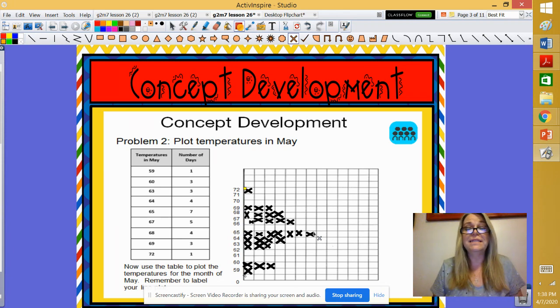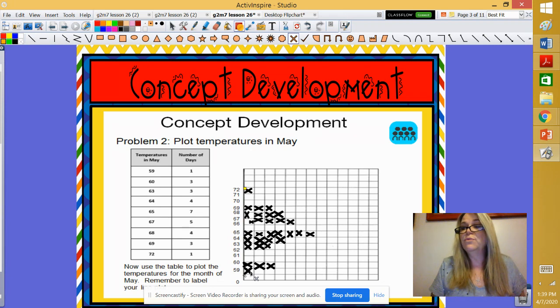Okay, which temperature occurred the least often? Can we look at that and see? Can we answer that question on our chart? Yes. We're going to find the one that has the least number of x's, because remember, each x represents one day that had that temperature. So one day had 72 degrees, one day had 59 degrees. So it's a tie for the least number of days with the temperature.